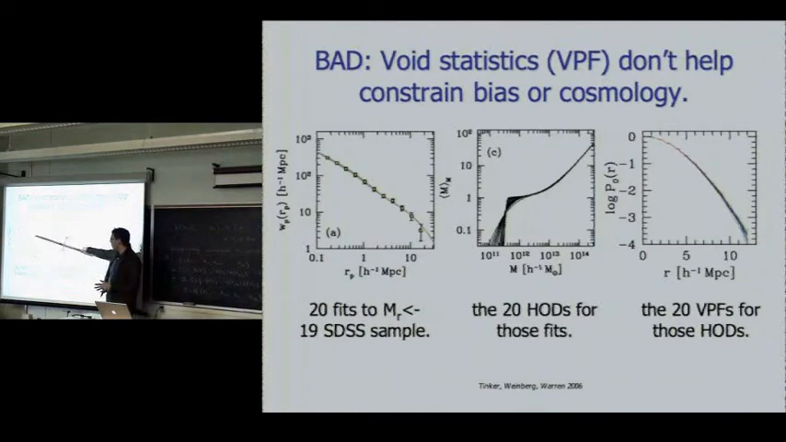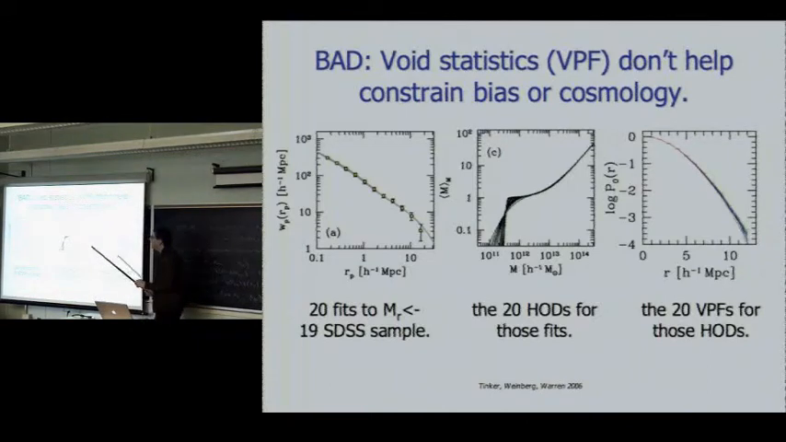So once again, I start with observations of the two-point correlation function. That's the points with error bars. They come from Sloan. And the solid gray lines are 20 different fits to this correlation function. So they're all on top of each other because they're all good fits. They all have delta chi-squared less than 1. These are the 20 HODs, this is supposed to be an N, the 20 HODs that produce those 20 fits.